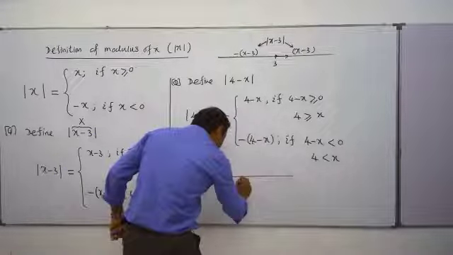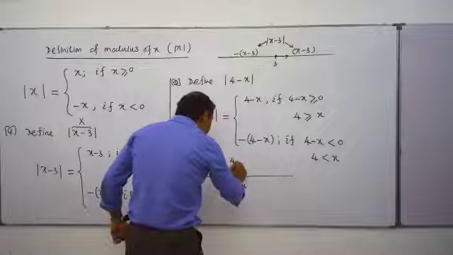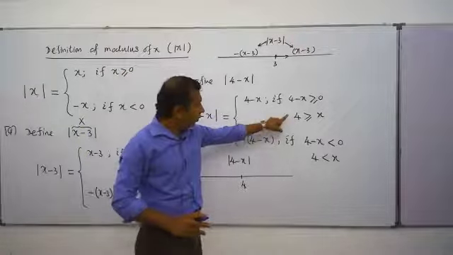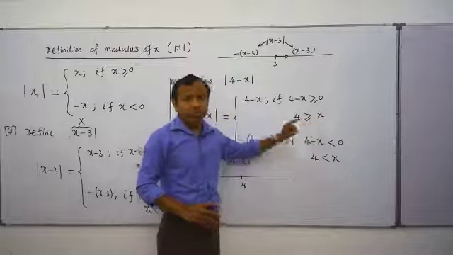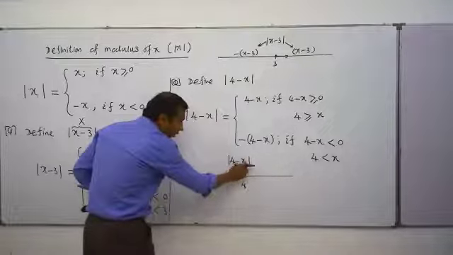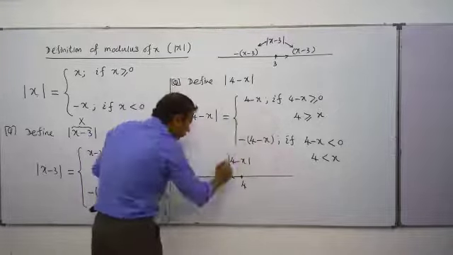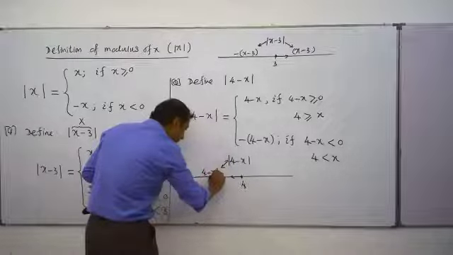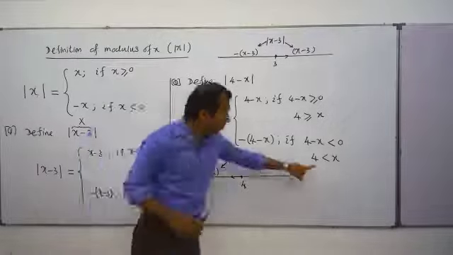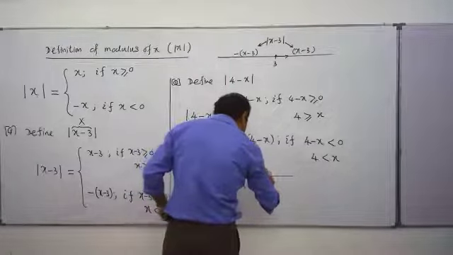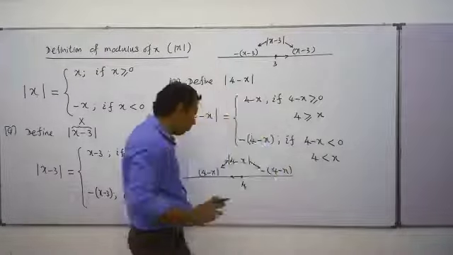Right. This time when you depict this on the number line, here we have 4. Modulus of 4 minus x is equal to 4 minus x if x is less than or equal to 4. Equal to 4 is here, less than here. On this side, mod 4 minus x is equal to 4 minus x. Here, x greater than 4 means on the right of 4. On the right of 4, mod 4 minus x is equal to minus times 4 minus x. This is how we define that.